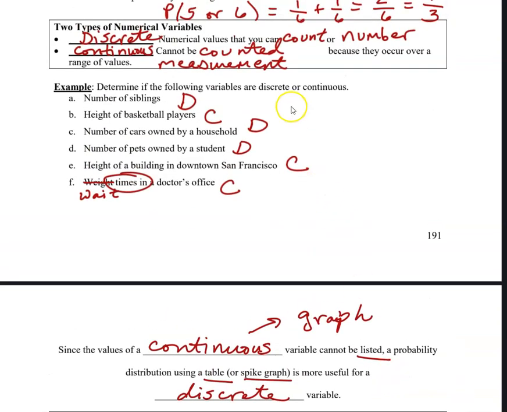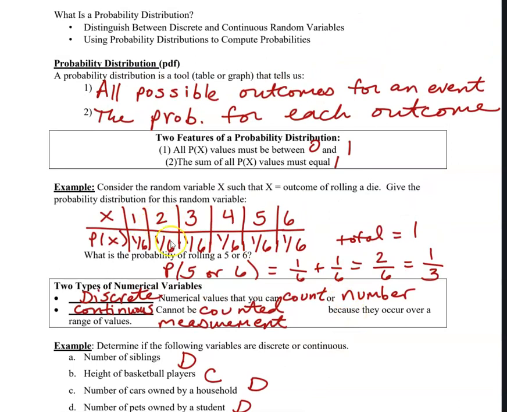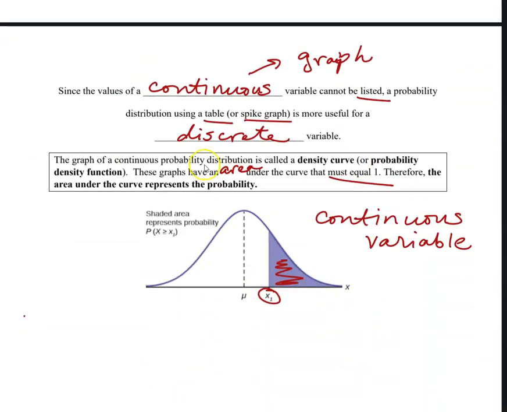The difference between discrete and continuous variables, that's very important. And the fact that when we have a discrete variable to display the probability distribution, we're going to use a table, and each probability has to add up to 1. But when we have a continuous variable, we're going to use this density curve, and the area that's shaded represents different probabilities. The total area under the curve has to equal 1.